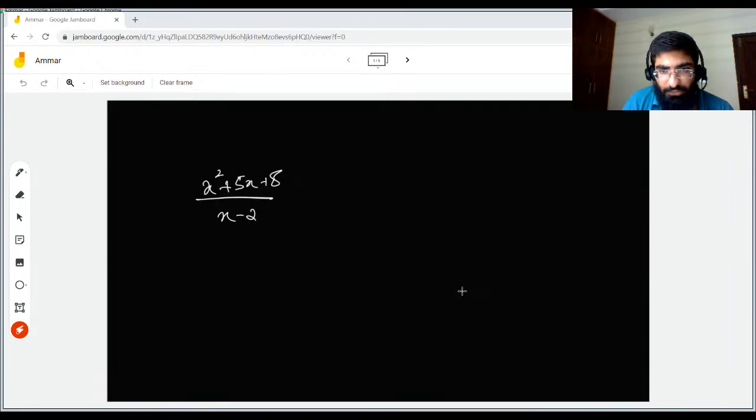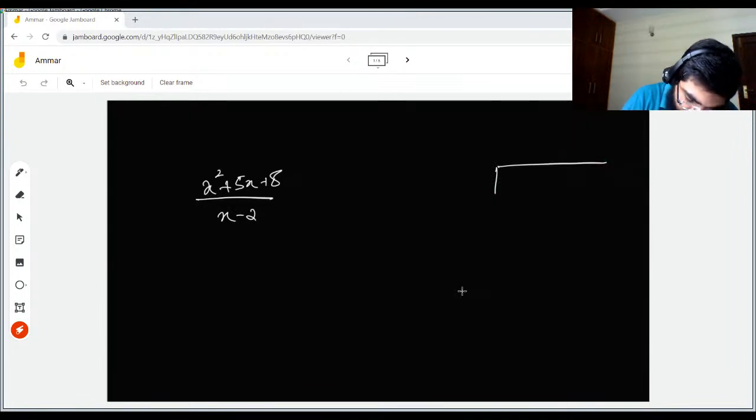If I do the long division, let's do the long division for this one. What have I got inside? x squared plus 5x plus 8, and outside I've got x minus 2. So I will have x times, this will become x squared minus 2x, it will become 7x.